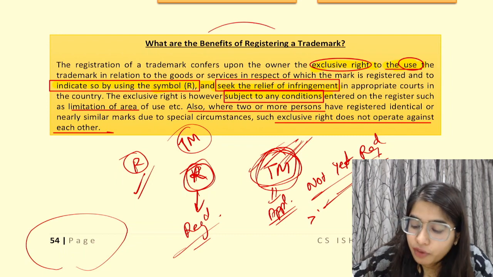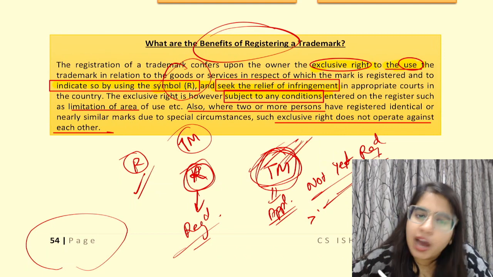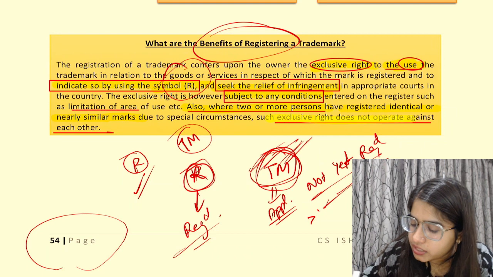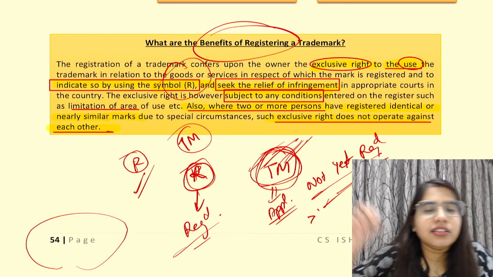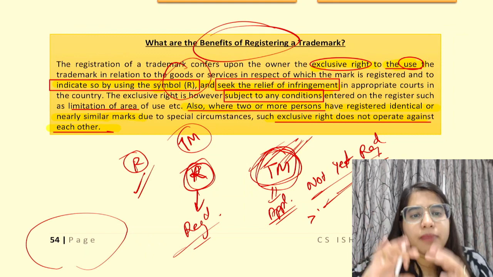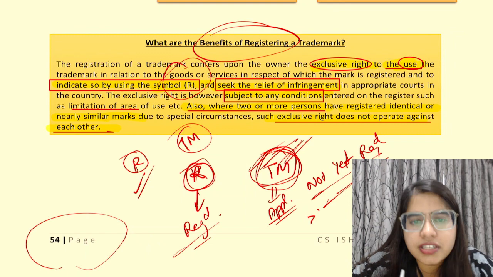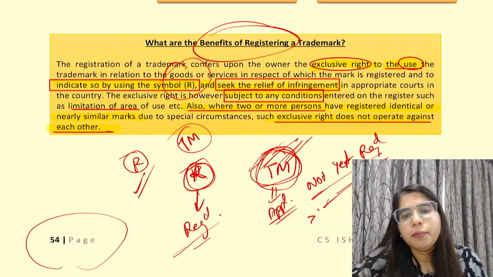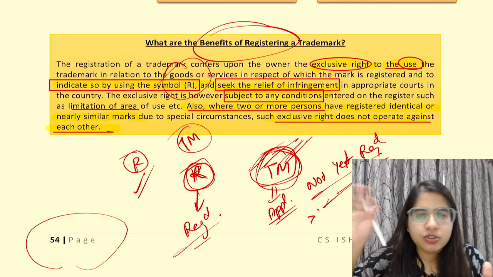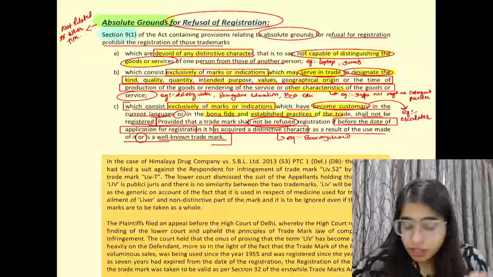So what is the benefit of registering? The benefit of registering is, as soon as you register, you can use the symbol R. Are we clear with this? However, if two or more persons have registered similar marks, let's say Tata and Bata, then you don't get exclusive right against that person. Normally you have exclusive right, but if some other company has also registered a similar trademark, then you don't get exclusive right against them. Benefit of registration, very much a petty matter.